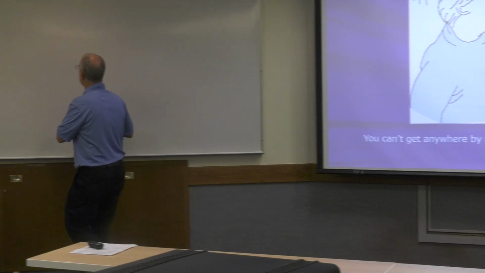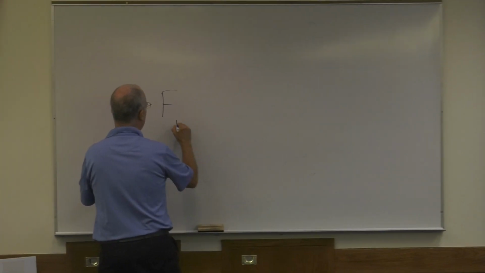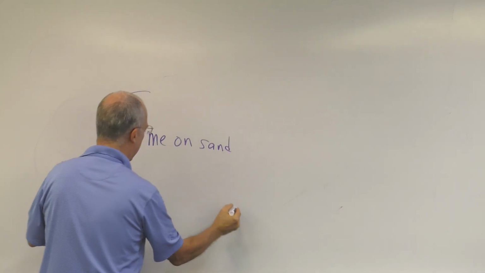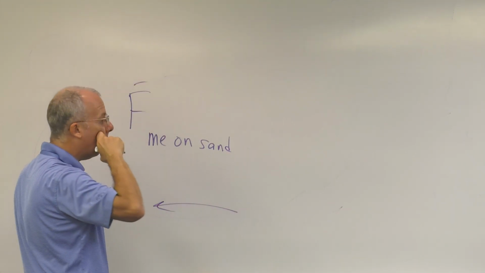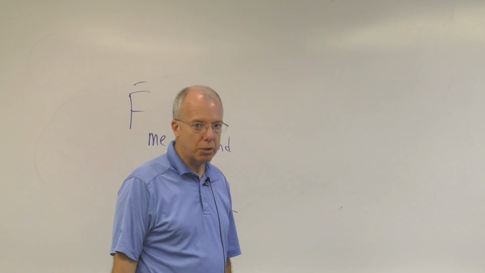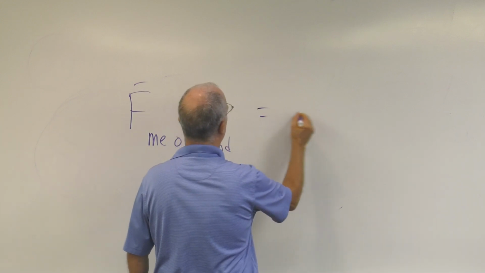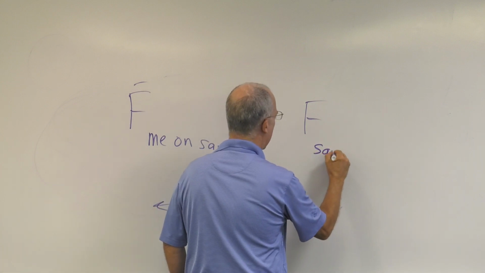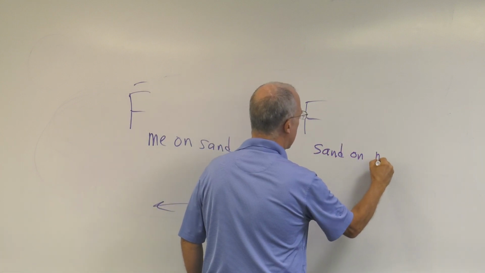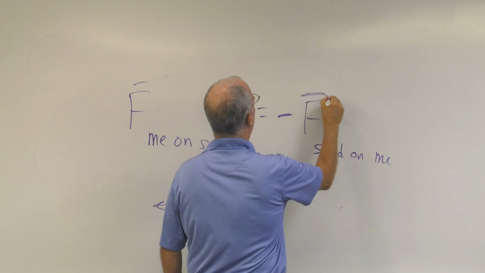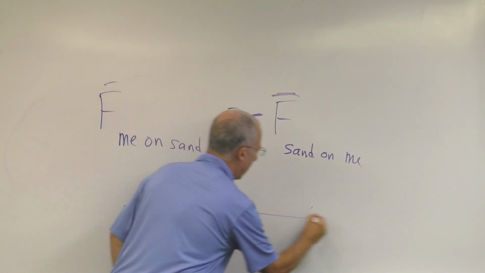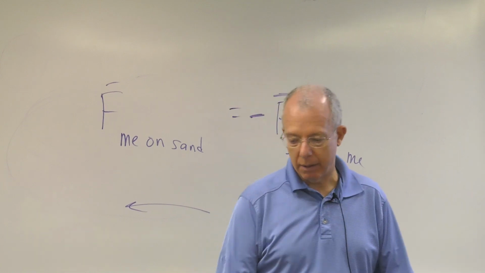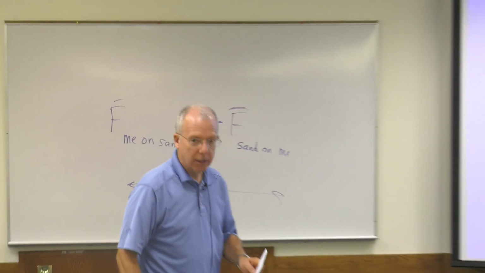If I push the sand back, what's going to happen? So there's a force, me on sand, and let's say that's that direction. Well, Newton's third law: forces always come in pairs. So there has to be an equal and opposite force, sand on me. And what's going to be the direction of that? That way. So there you go. That's what I mean. Newton's third law explains walking.